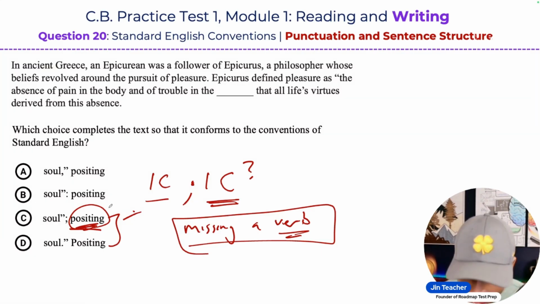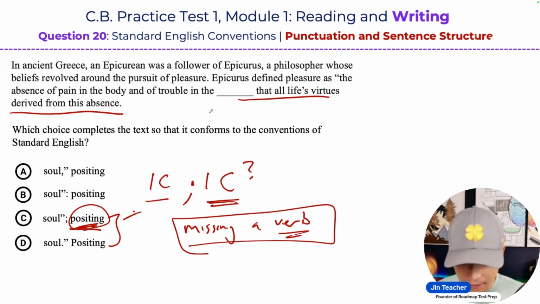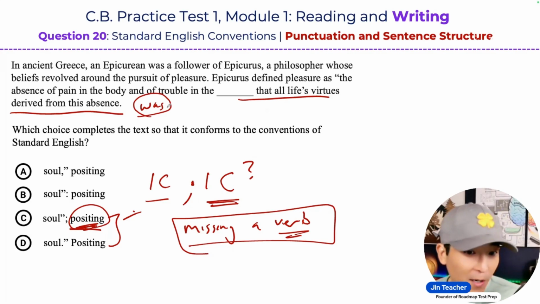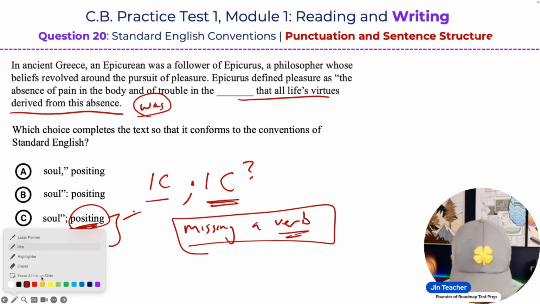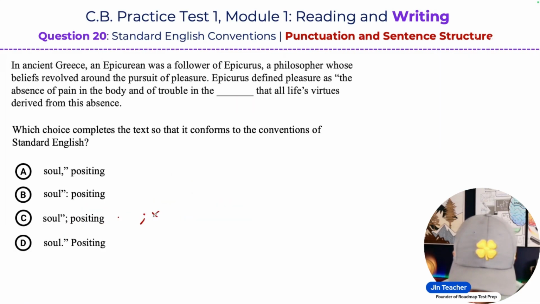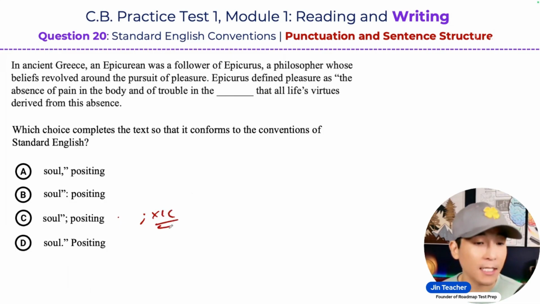And so if you read it, you say, positing that all life's virtues derived from this absence, and then the sentence ends. So you're missing a verb. If you said something like positing that all life's virtues derived from this absence was a bad idea, then was would be my verb, right? But then I don't have that in the sentence. So I know that I don't have an independent clause after the semicolon, because it's missing the verb. So now that tells me that I can eliminate answer choice C immediately, right?